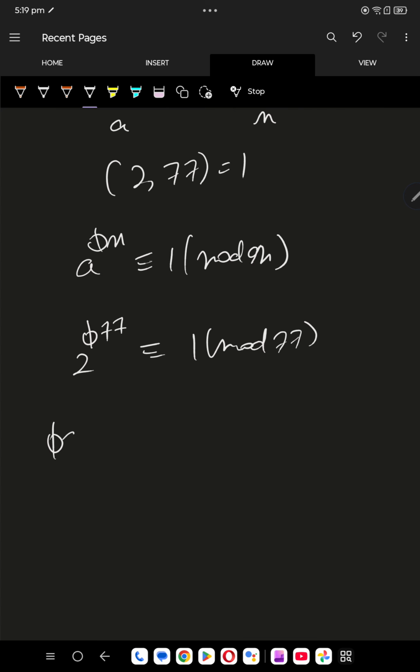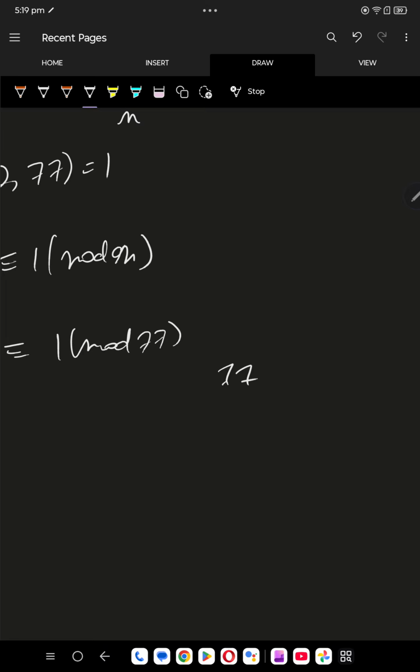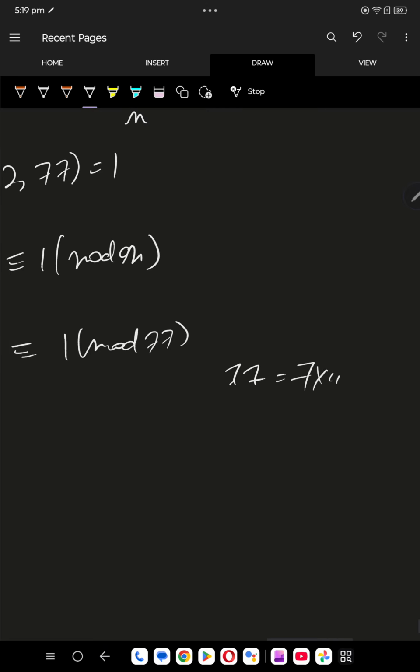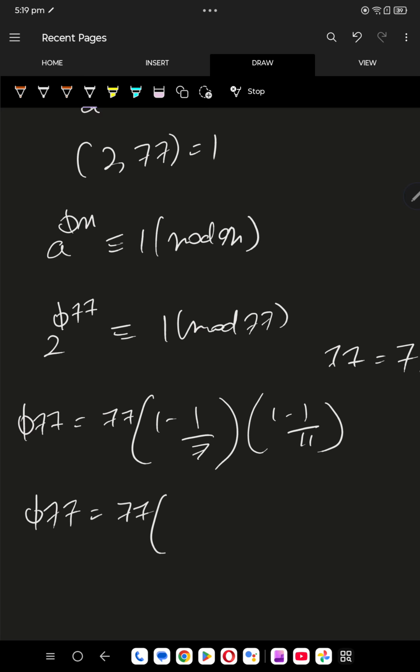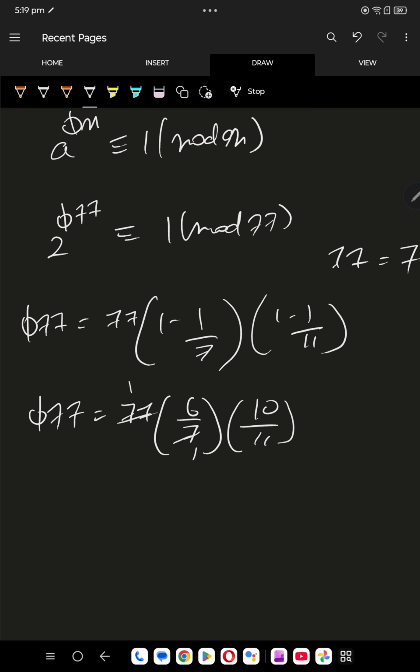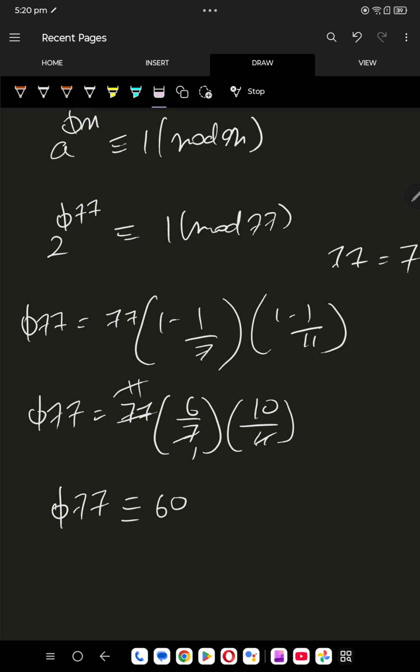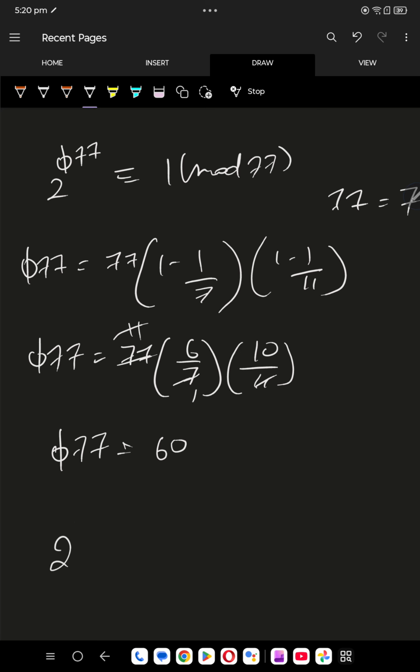And now phi of 77, how will we write? First we have to express 77 in terms of prime numbers, 7 into 11 we can write. So phi of 77 is equal to 77 into 1 minus 1 by 7 into 1 minus 1 by 11. So phi of 77 is 77 into 6 by 7 into 10 by 11. 7 ones are 7, 11s are 11, they cancel. So phi of 77 is 60. Now this we'll put over there. So 2 power 60 is congruent to 1 mod 77.